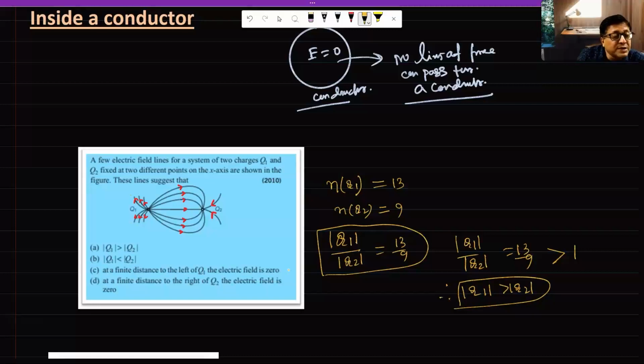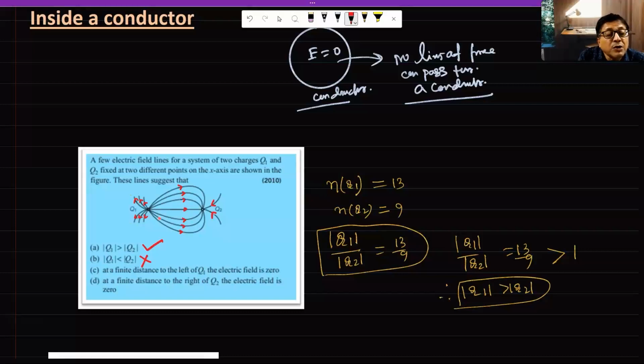Let's see what other option can be correct. So obviously this option is incorrect. This one not correct. This one correct. At infinite distance to the left of Q1, field will be 0. No. Here I'll take some reference from previous classes, where field strength will be 0 near the smaller amount of charge. So the smaller amount of charge is Q2 here, not Q1. So field will be 0 near Q2.